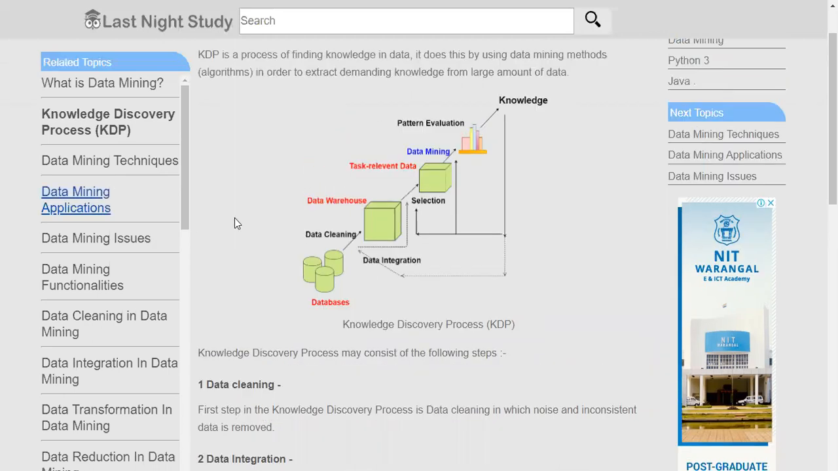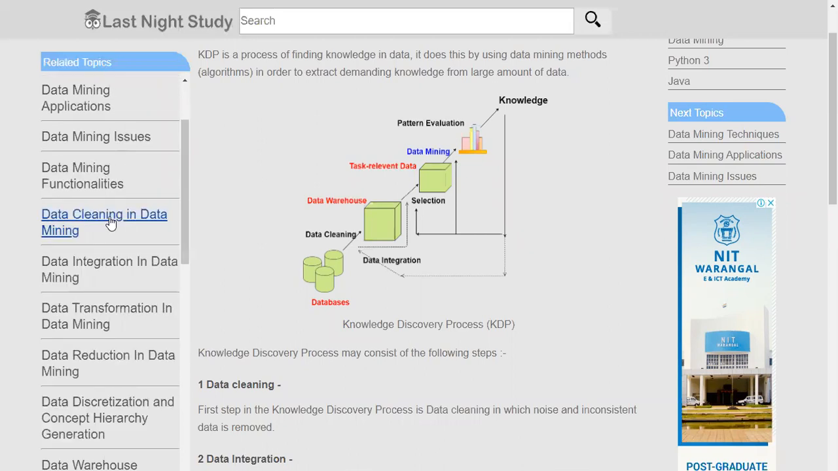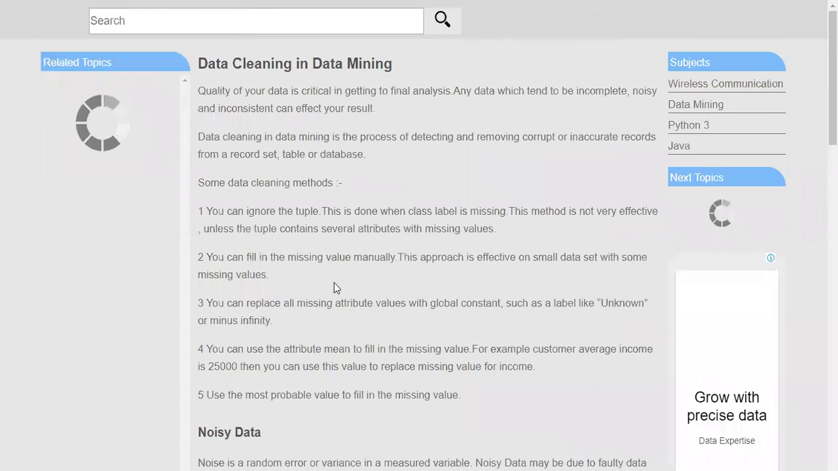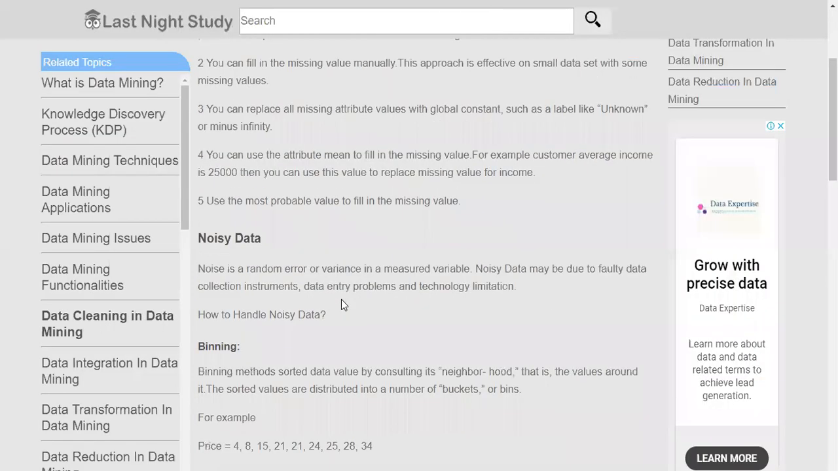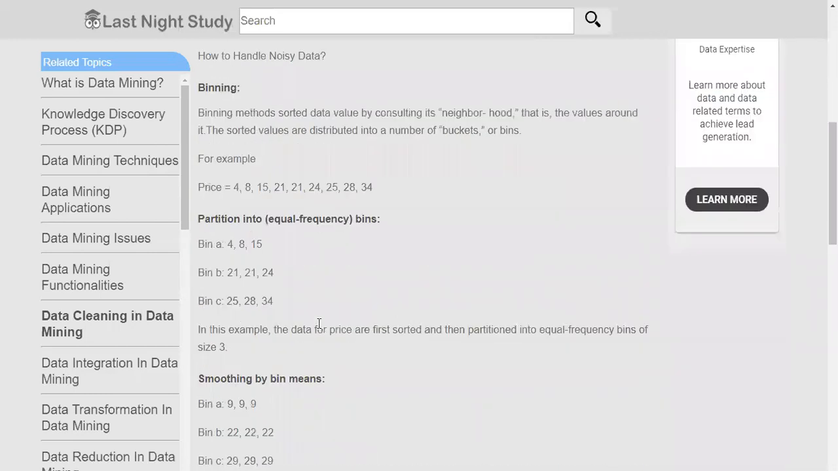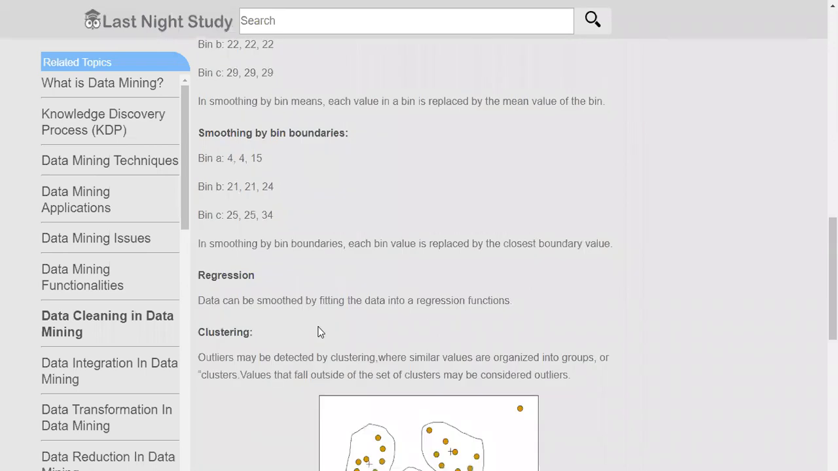And as shown here, this is the referred site. You can refer to Last Night's Study, data mining. I found this site very useful, and on the left you can have each tab and go into detail. So we had seen the first step of cleaning the data, where we found that there are some redundant data, noisy data, and how to handle it with the help of binning, smoothing, regression, and clustering.